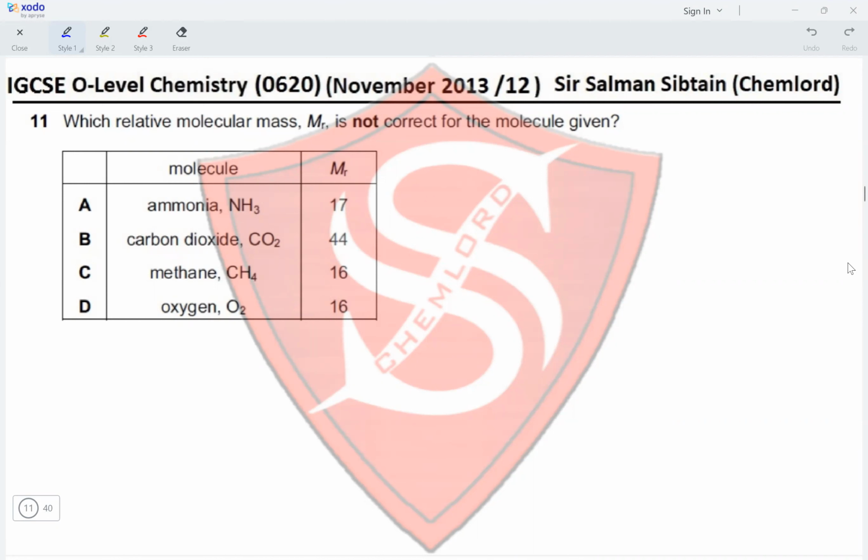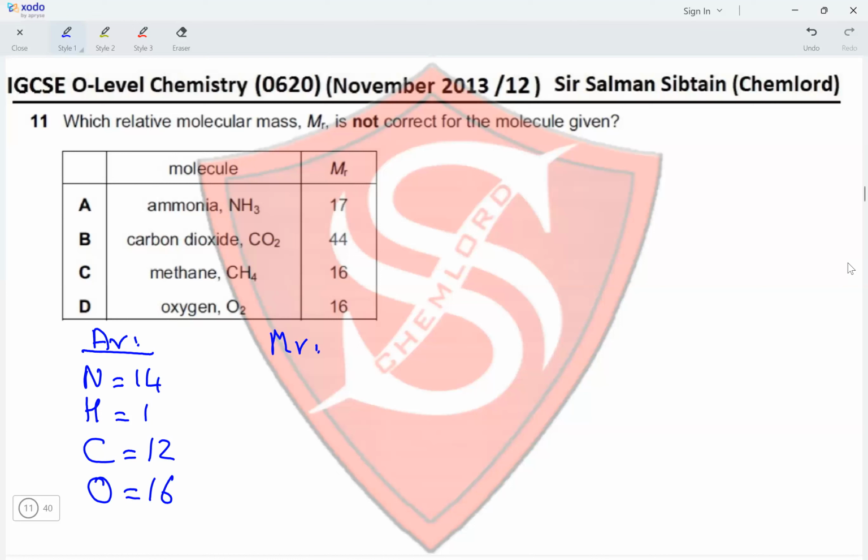So first, let's put down the Ar of the elements involved. So we have nitrogen with an Ar of 14, hydrogen with an Ar of 1, carbon with an Ar of 12, and oxygen with an Ar of 16. Now let's put down the Mr and verify whether the ones given in the options are correct or not.